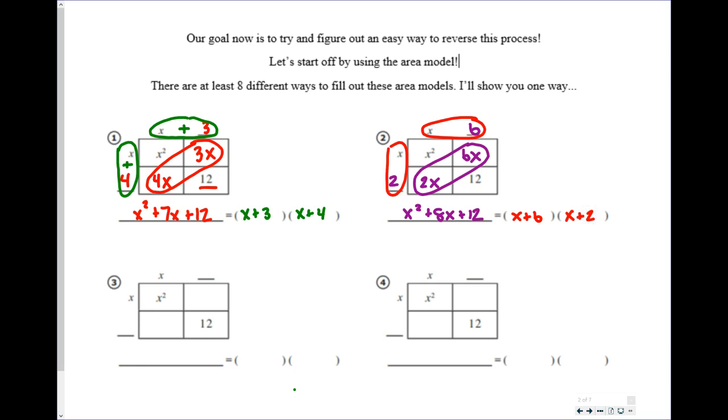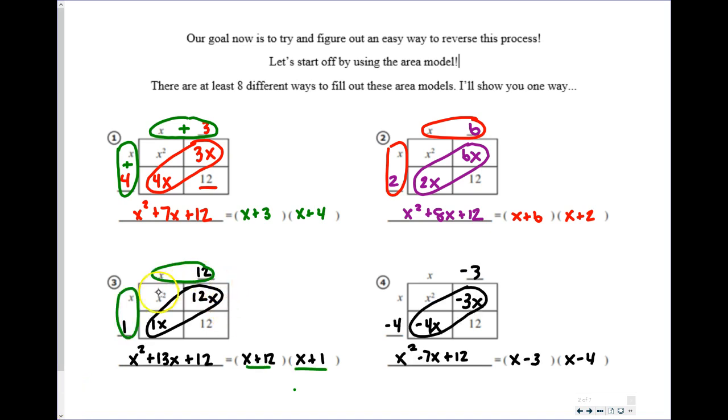Okay? So now what I want you to do is try and fill out 3 and 4 a different way than I've done. Okay? Remember, there's at least 8 different ways. There's a lot, because 12, well, there's a lot of things that can multiply to 12. Okay? Don't forget to think about negatives as well when you try 3 and 4, okay? So pause the video and try and see if you can come up with 2 more.